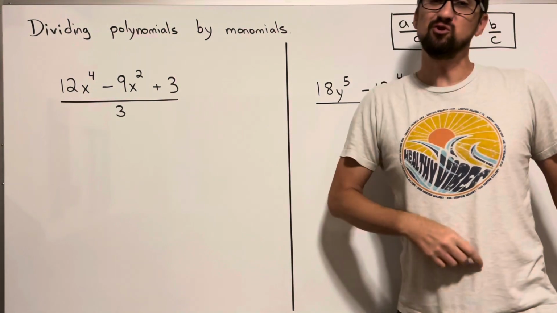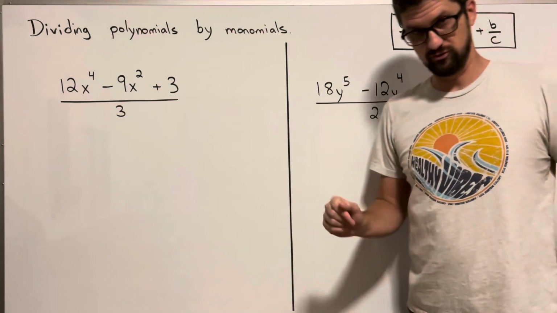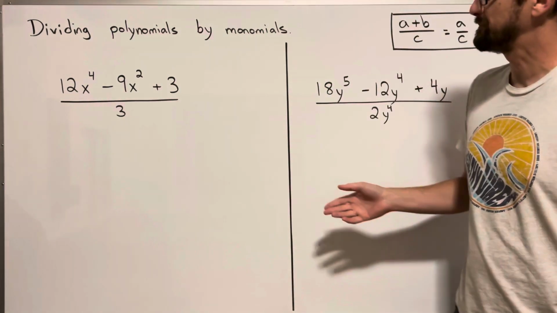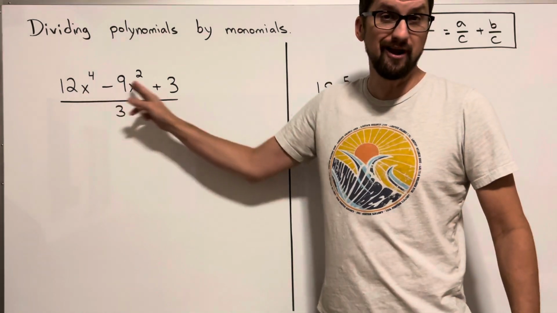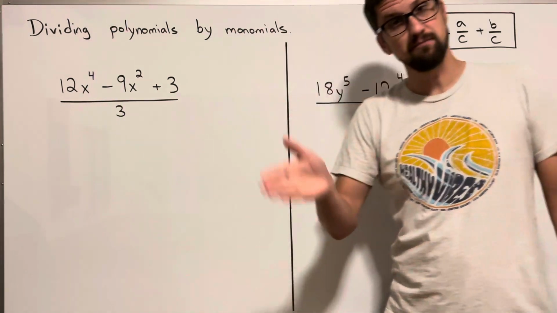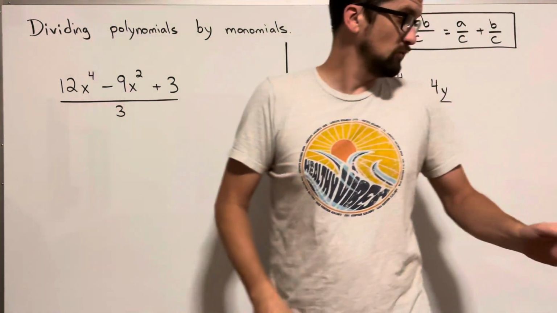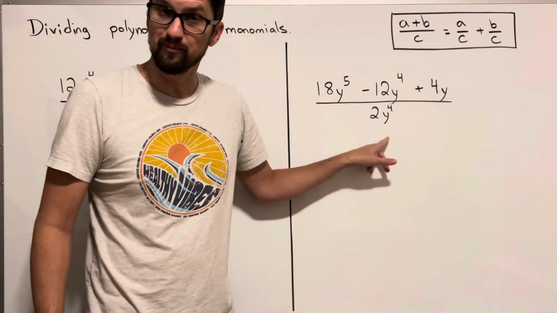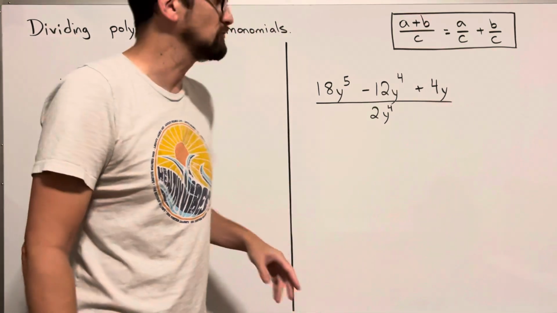Dividing polynomials by monomials. A monomial is when you have one term. So you can see in this first one we have a trinomial divided by 3. 3 is one single term, that's a monomial. And in the second one, it's again a trinomial divided by one single term. One single term is a monomial.